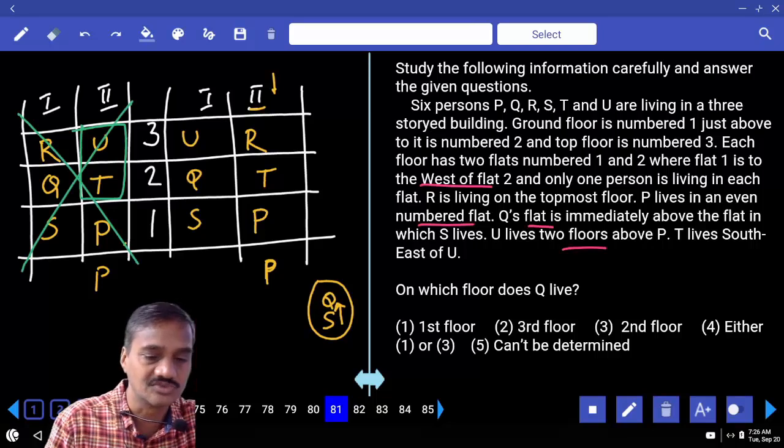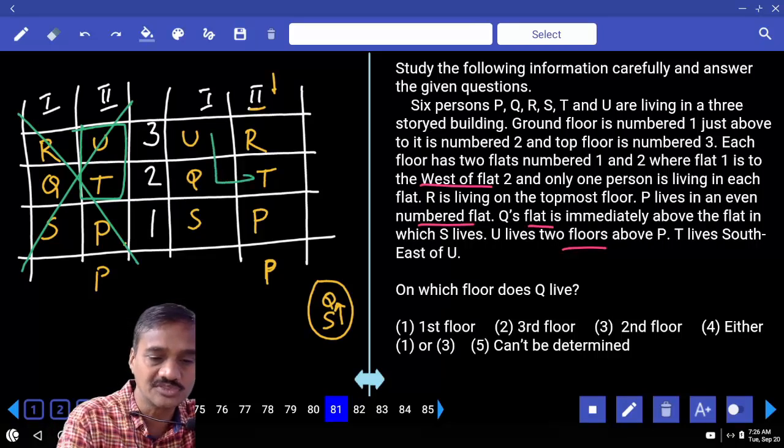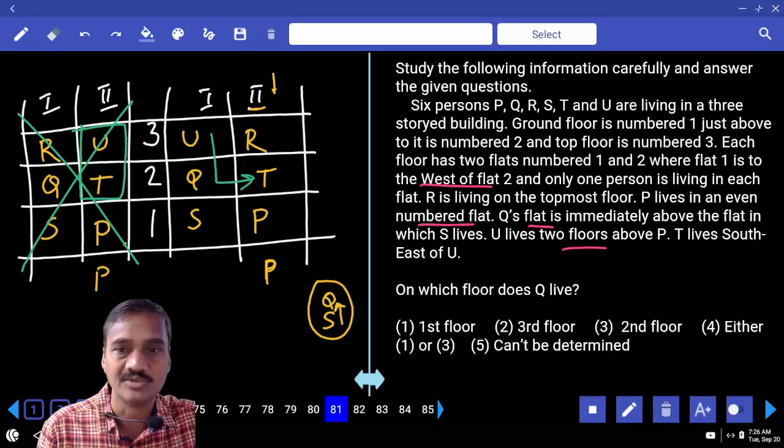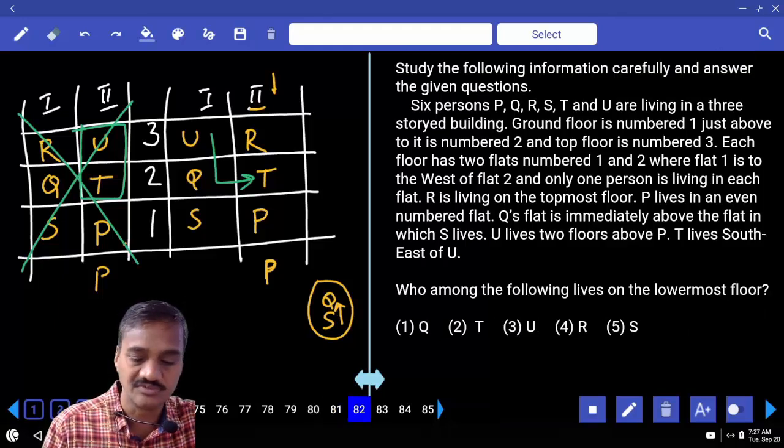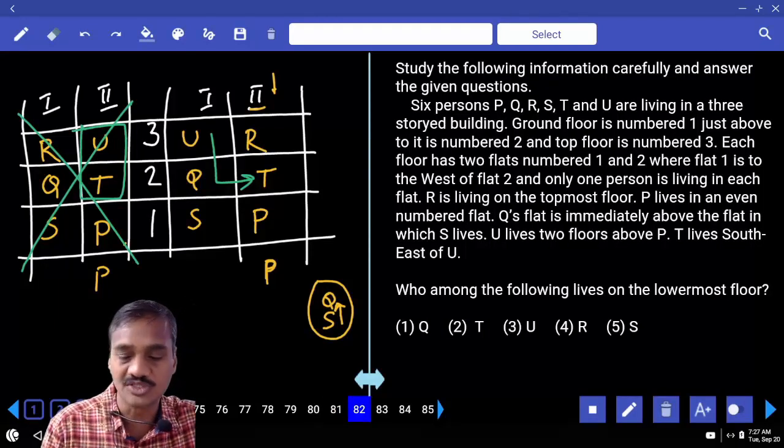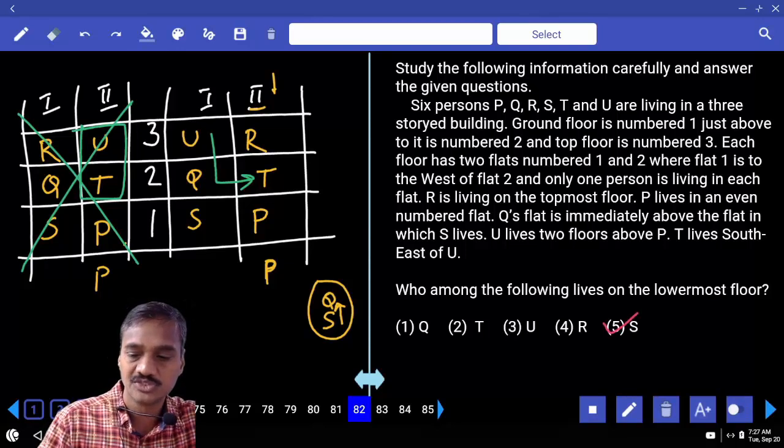Now we are left with this one. T is southeast of U, meaning south and east, southeast. Does it fit? Then on which floor does Q live? Q lives on the second floor. Choice 3, question number 81. And who among the following lives on the lowermost floor? S and P. Choice 5.